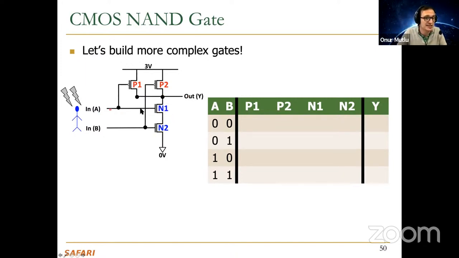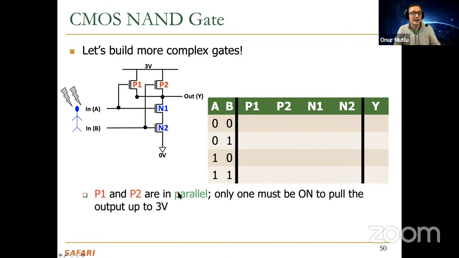And one NMOS transistor is controlled by A, and the other NMOS transistor is controlled by B, as you can see. Okay, so P1 and P2 are in parallel. So that means only one must be on to pull the output to 3 volts, right? So as long as one is on, it doesn't matter. So how to make one of them on? That means that you should have at least A or B be zero, right? I think that's true. Let's see.